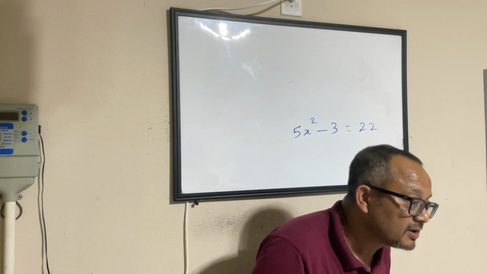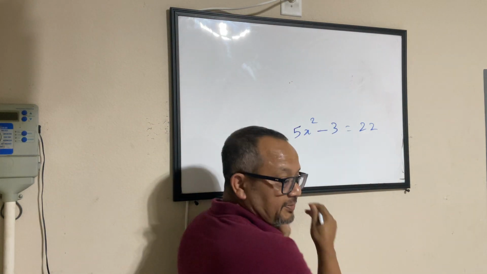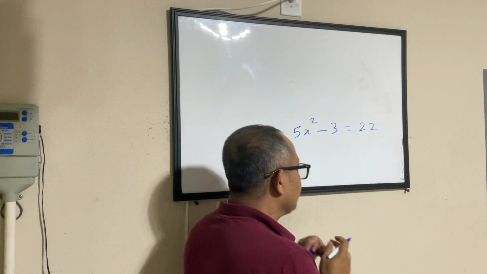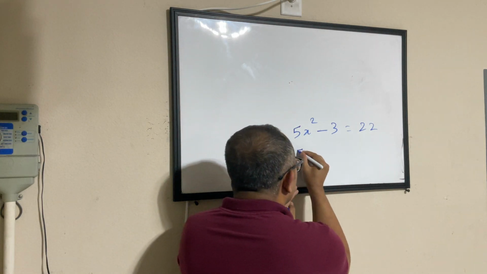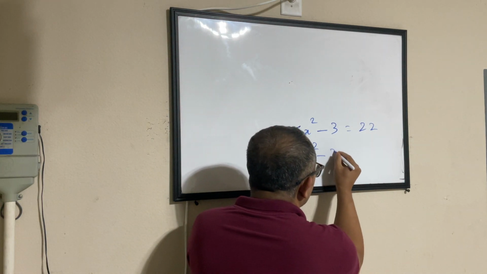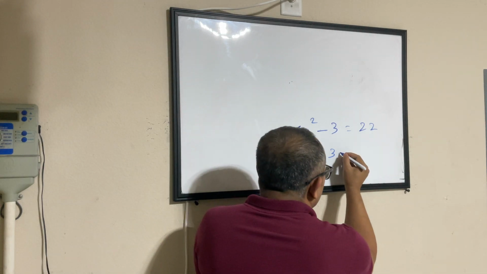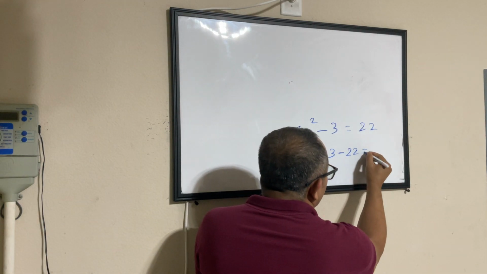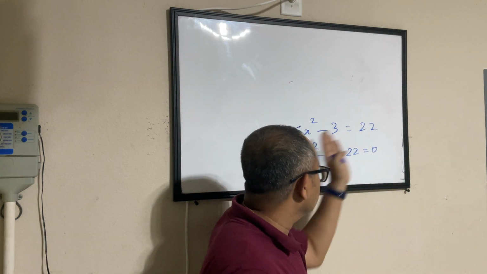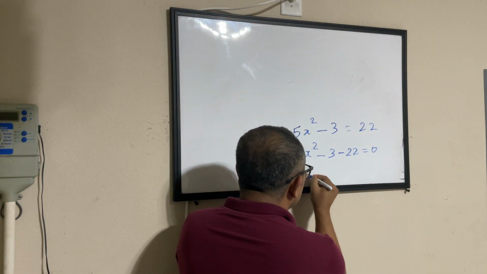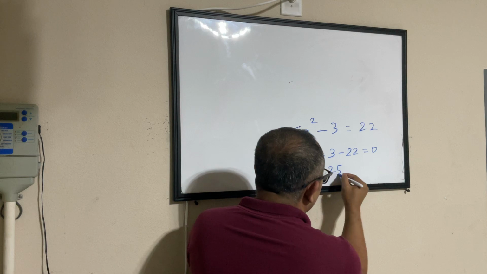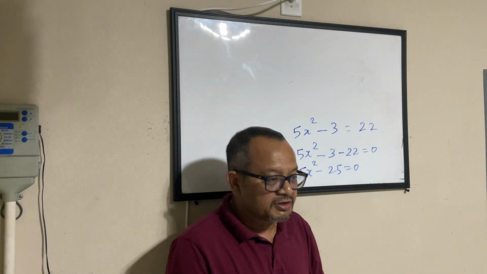I'm sorry? Okay. Yes, I said no. You said no. So I heard from Sahib and Pradeep that this is not looking like it's in the form of a quadratic equation. So I have to move this here. Now what I have is 5x squared minus 25 equal to 0. Is this in the form of a quadratic equation right now?